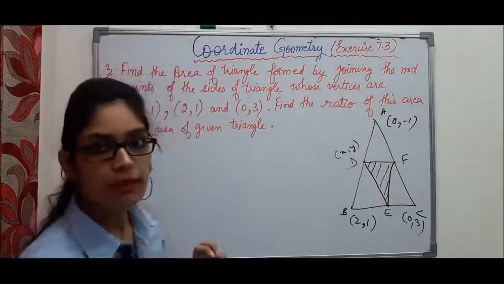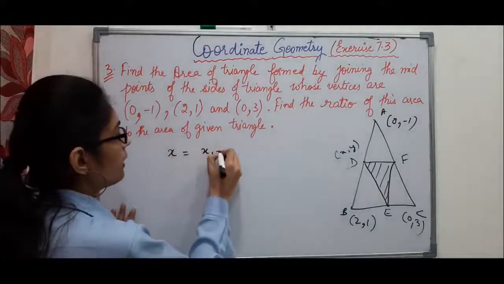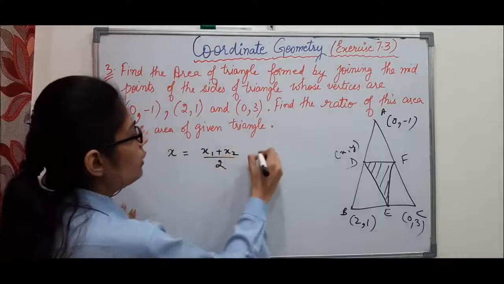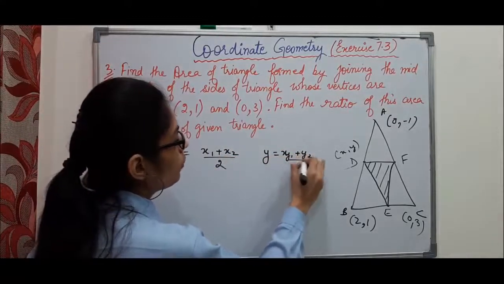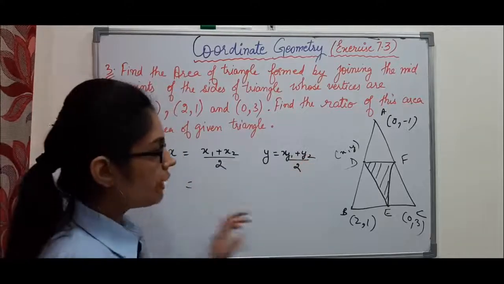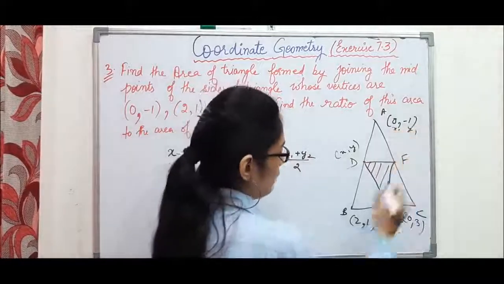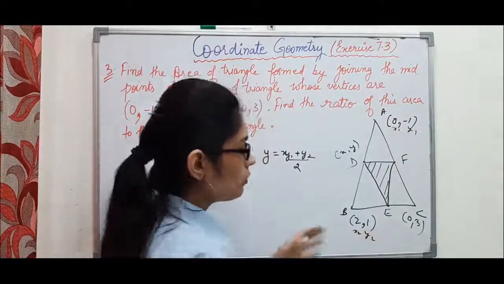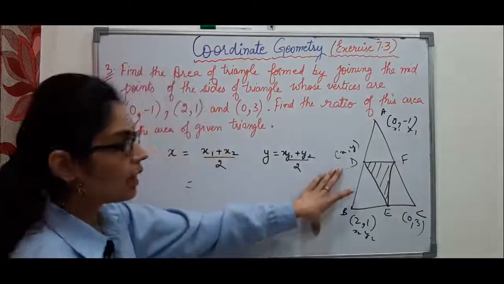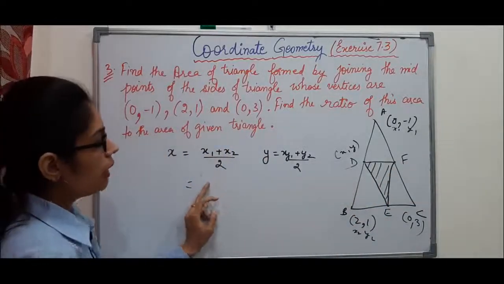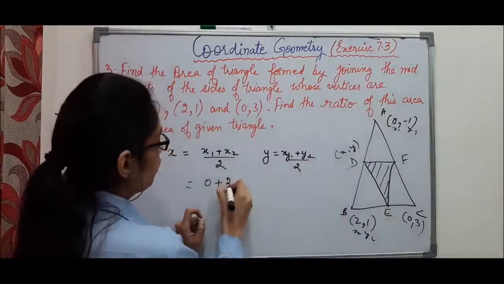which we have already discussed in previous exercise also, then the value of x coordinate, it will be x1 plus x2 upon 2, and the value of y coordinate, it will be y1 plus y2 upon 2. So if I have to find the coordinates of D, then this will be x1 y1 and this will be x2 y2. So in this way we will find the coordinates of each of these points. First let us start with point D. So I'll put the values of x1 and x2. x1 is 0, x2 it is 2 upon 2.